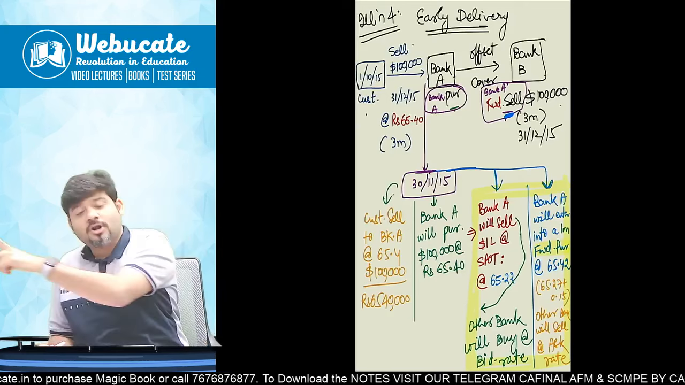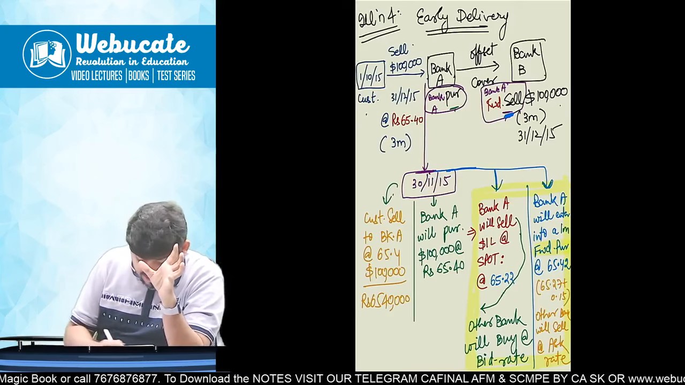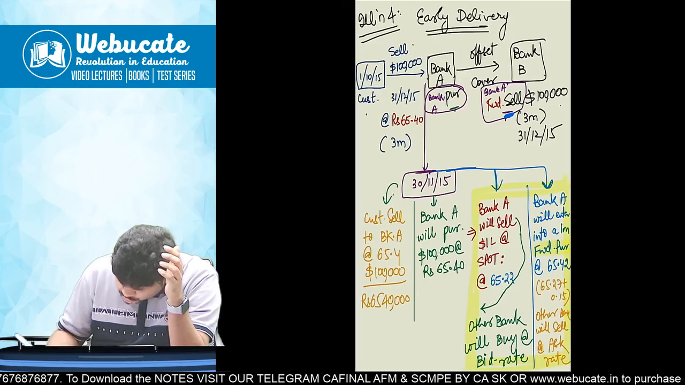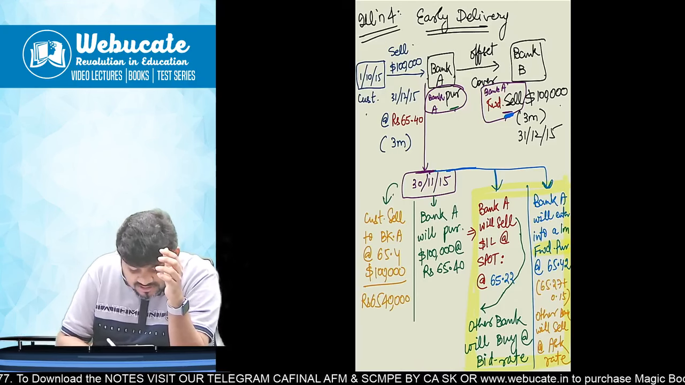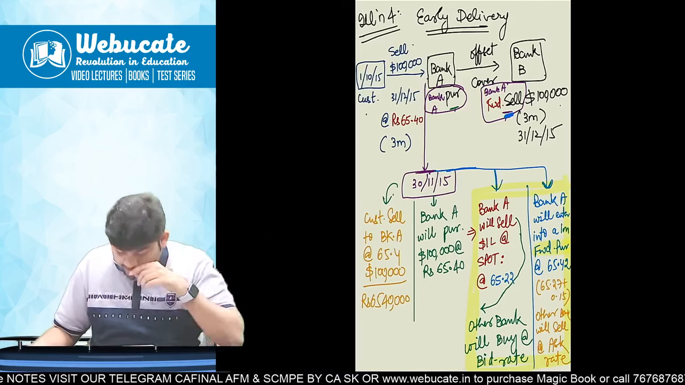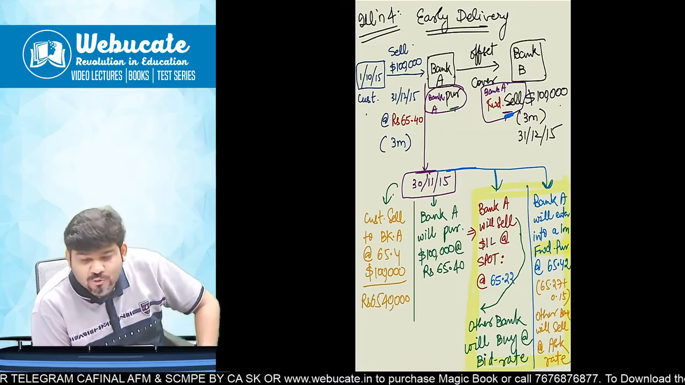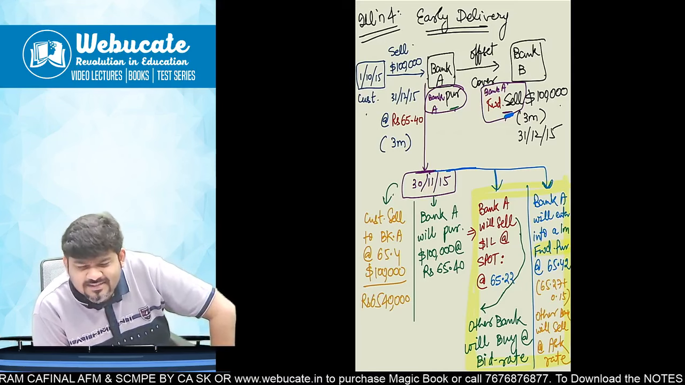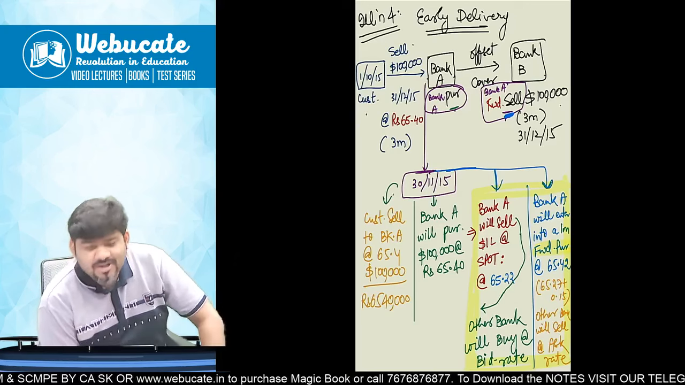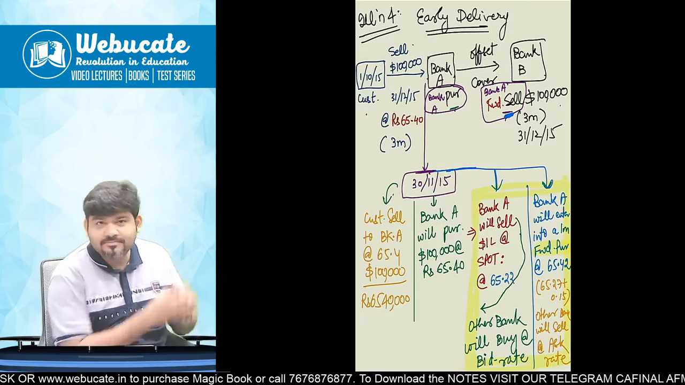But there is another loss that we have incurred on account of him. Pay attention to this loss, because this is usually misinterpreted by the students. And what is this loss? This is interest on outlay of funds. What exactly is this? I will explain to you. Don't worry. See, now, Bank A was willing to purchase at the rate 65.4 on 31st December. Bank A was ready. But because of this bugger who came early, the bank had to pay him 65.4 immediately.